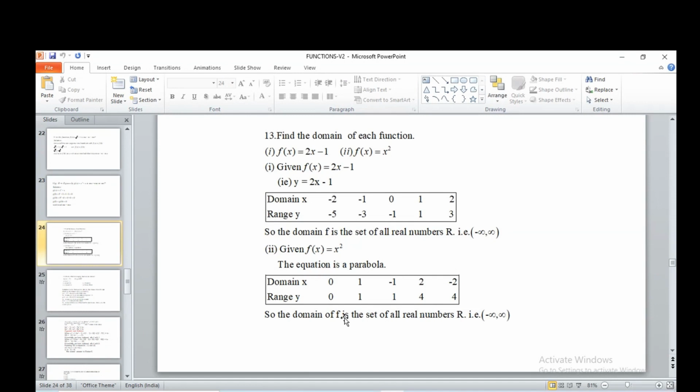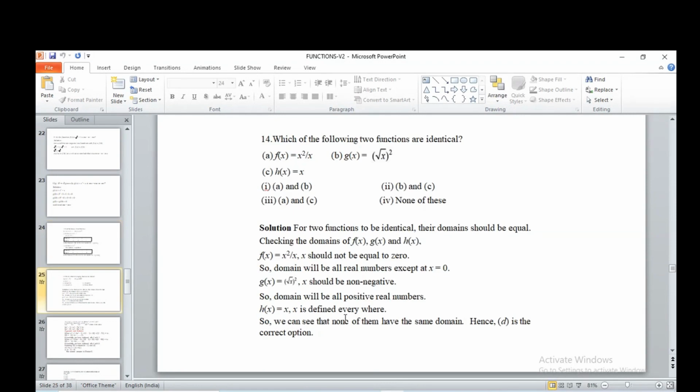See, the domain of f is the set of all real numbers R. This ranges from minus infinity to plus infinity, involving both negative and positive values. Okay, same as the second problem also. f of x square also ranges from minus infinity to plus infinity.